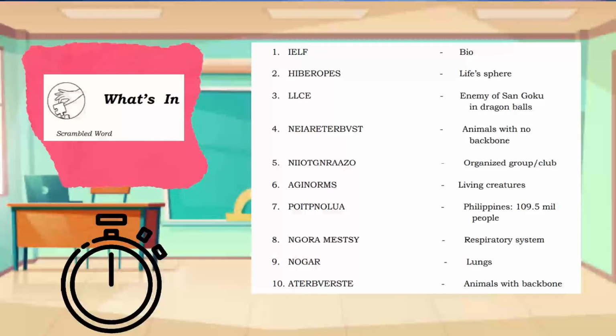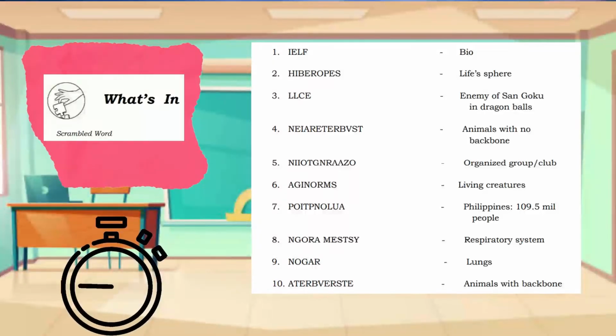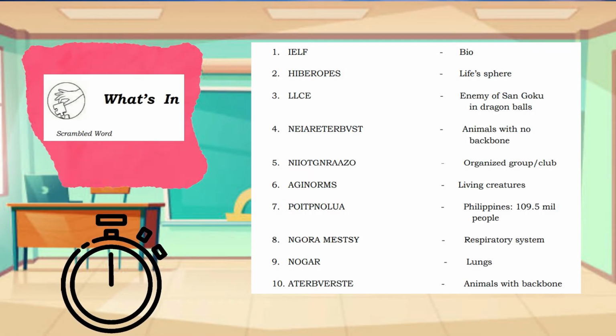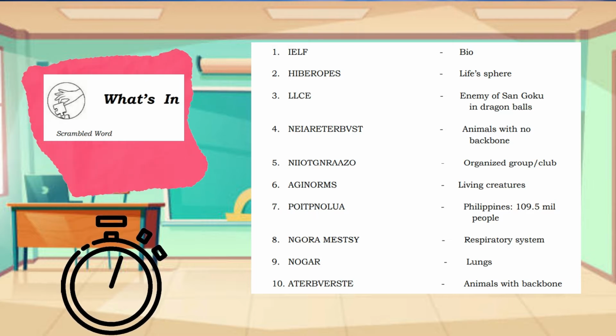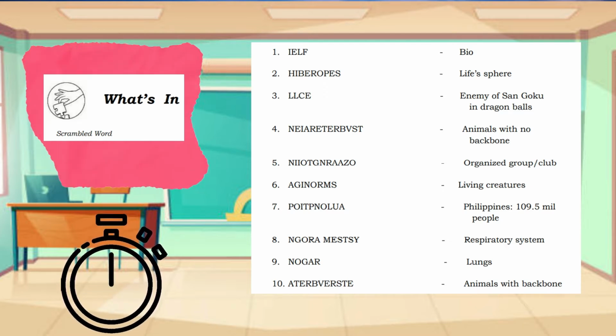Study carefully the scrambled letters and try to rearrange the letters to form a word. A clue is given at the opposite side. The terms used in the word scramble somehow activated your previous knowledge about the organ and organ system, and vertebrates and invertebrates. You will find out later on that these concepts provide some basic foundation of the current topic.